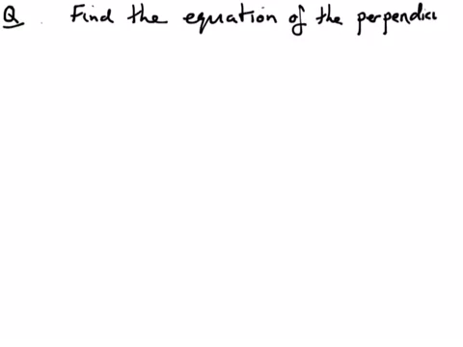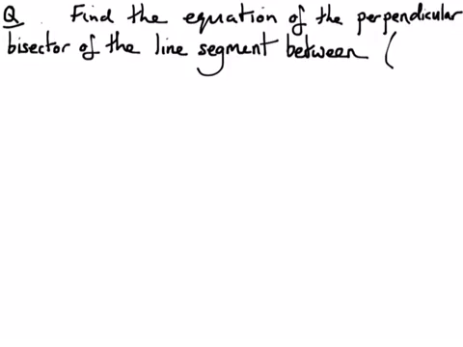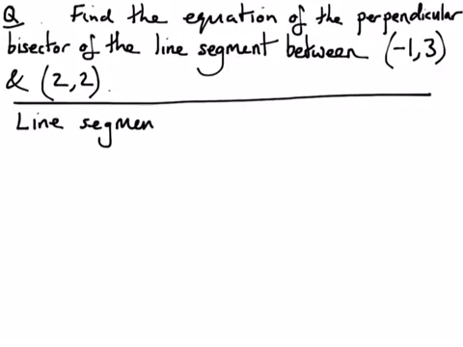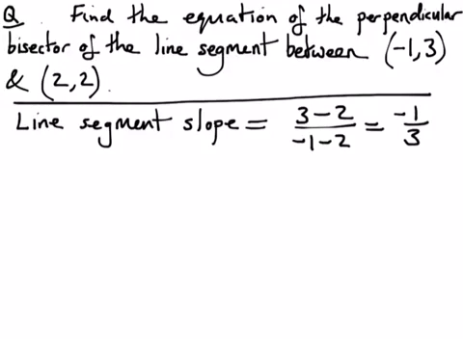So, I want you to find the equation of the perpendicular bisector of the line segment between these 2 points. Negative 1, 3, and 2, 2. So just pause the video, try it, and then restart the video when you think you have the answer. Okay, so hopefully you worked it out, and I have my fingers crossed that you got the right answer.